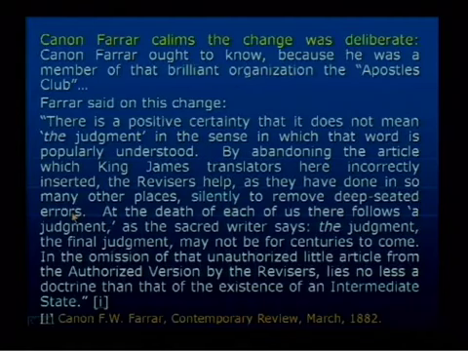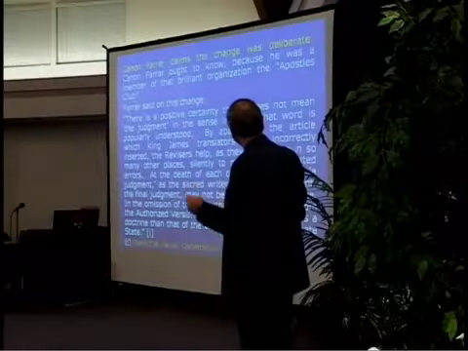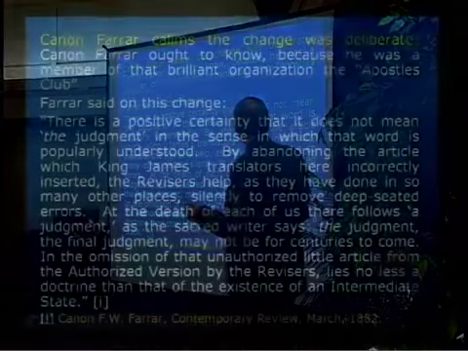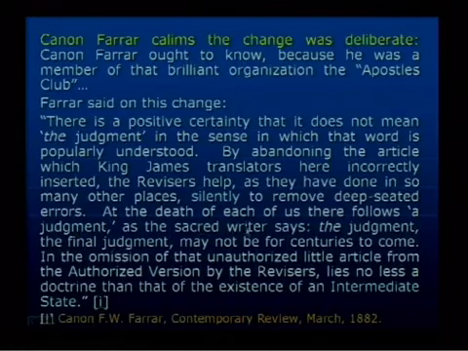Well, you're an apostle up there, but an apostle of another kind, I believe. At the death of each of us, there follows a judgment. As the sacred writer says, the judgment, the final judgment, may not be for centuries to come. In the omission of that unauthorized little article from the authorized version by the revisers, lies no less a doctrine than that of the existence of an intermediate state. Aha! So by leaving out the little article, you've got purgatory in your Bible. You can prove purgatory, but you cannot prove it is once to die, and then the judgment.